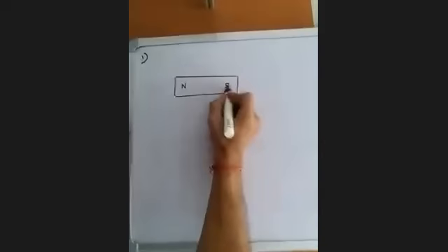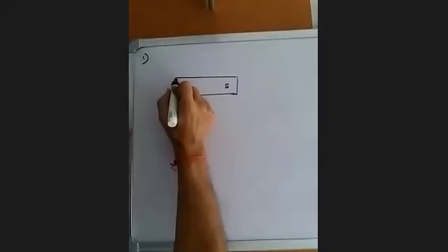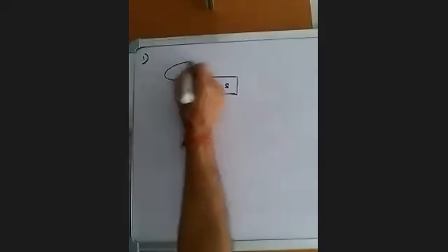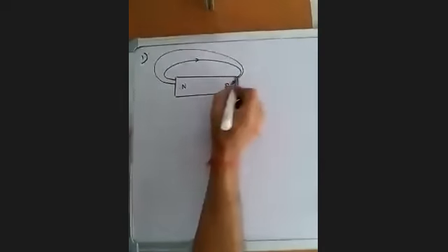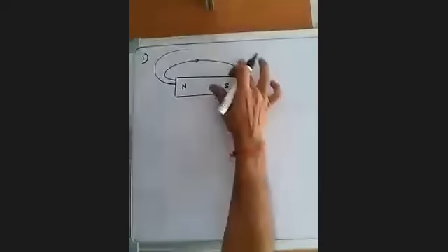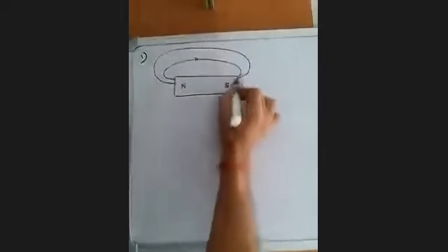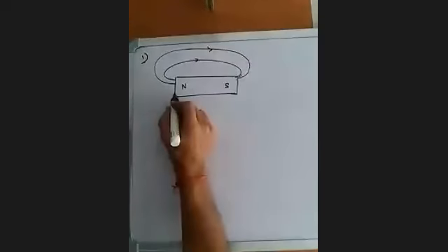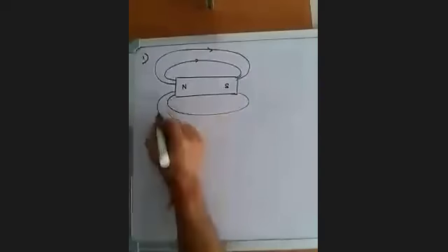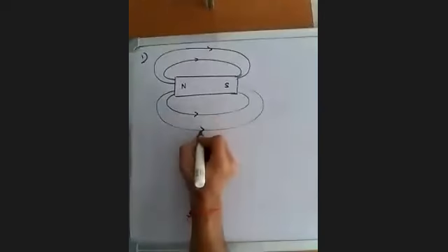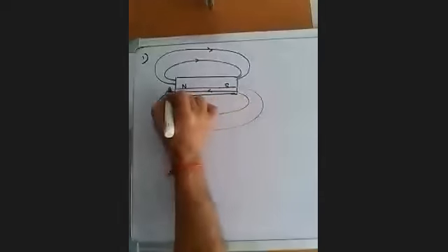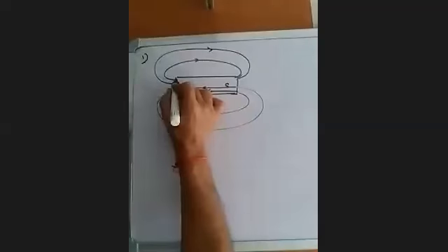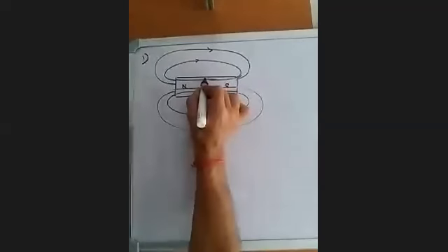Magnetic field lines around the bar magnet. So this is north, this is south. We know that the magnetic field line starts from north and outside the magnet and moves into the south pole. So this is the direction of magnetic field line outside the magnet. Inside, they move from south to north pole so that they form closed continuous curves.